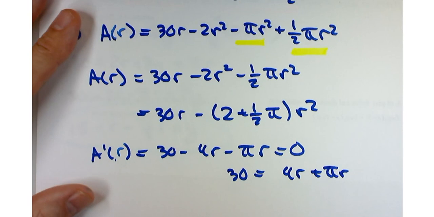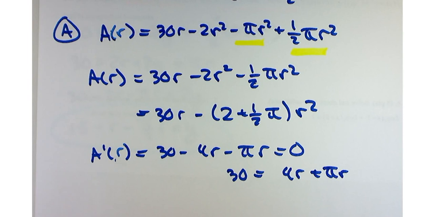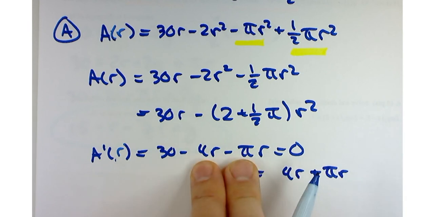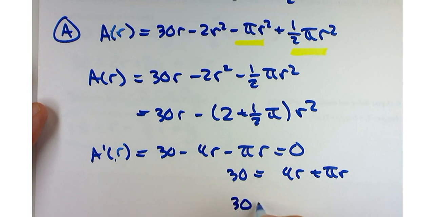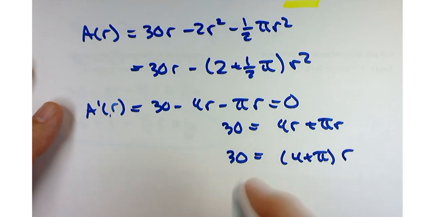Any suggestions why I moved those two terms to the right-hand side? Why didn't I just move the 30? Yeah, so moving it to the right-hand side, when it changes sides, it changes signs, and it made those positive. I encourage you to try and avoid negative numbers as much as possible. So I'll factor out the r. That leaves behind 4 plus pi times r. Divide both sides by 4 plus pi, and there's your answer.